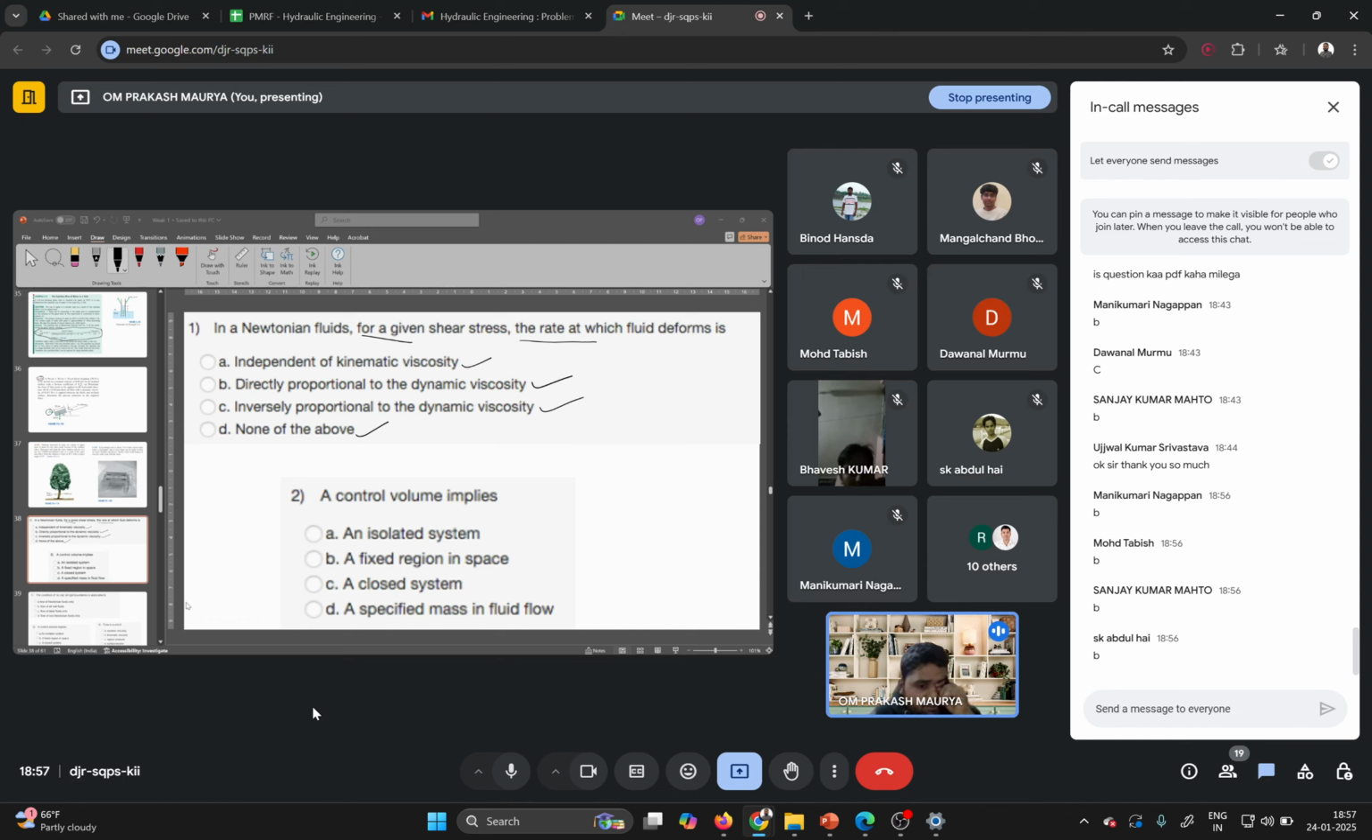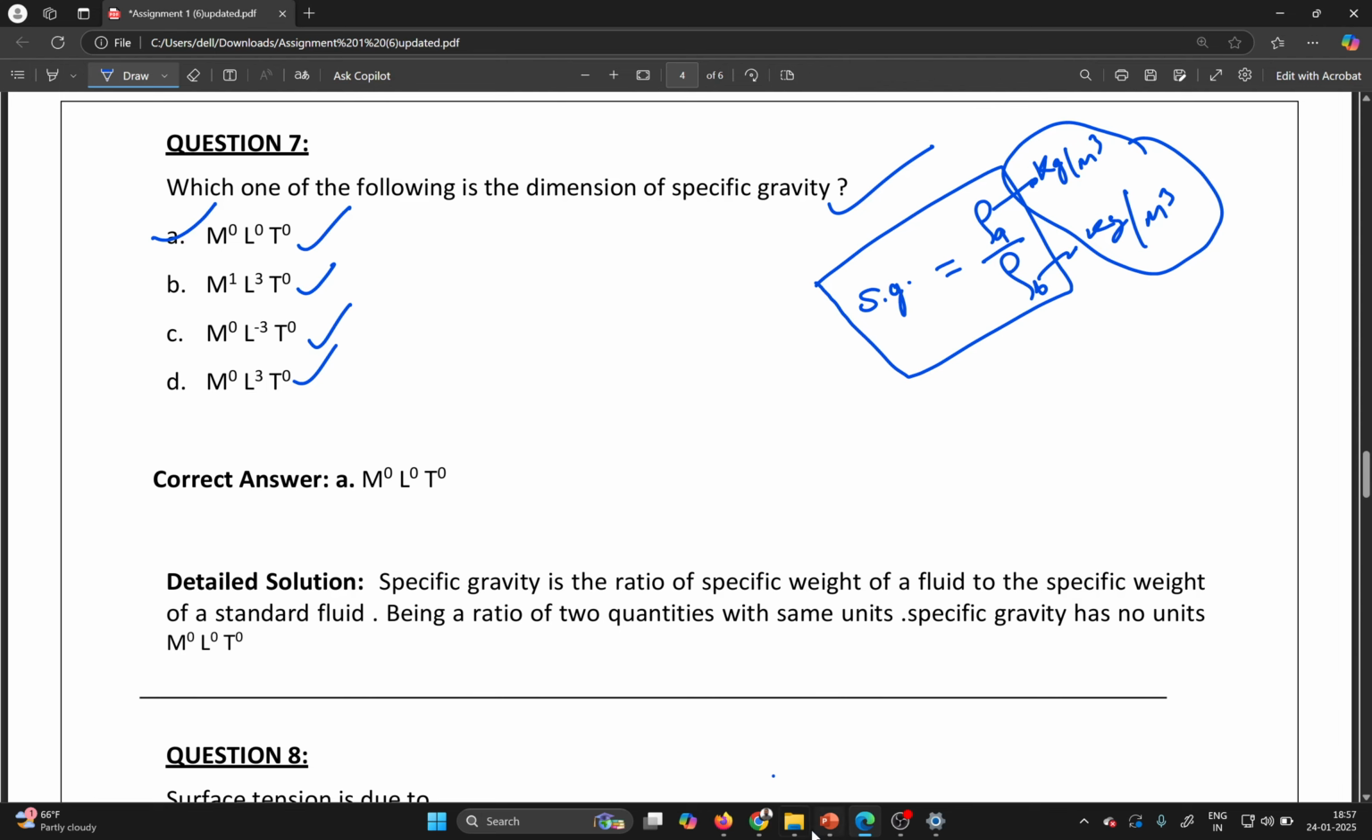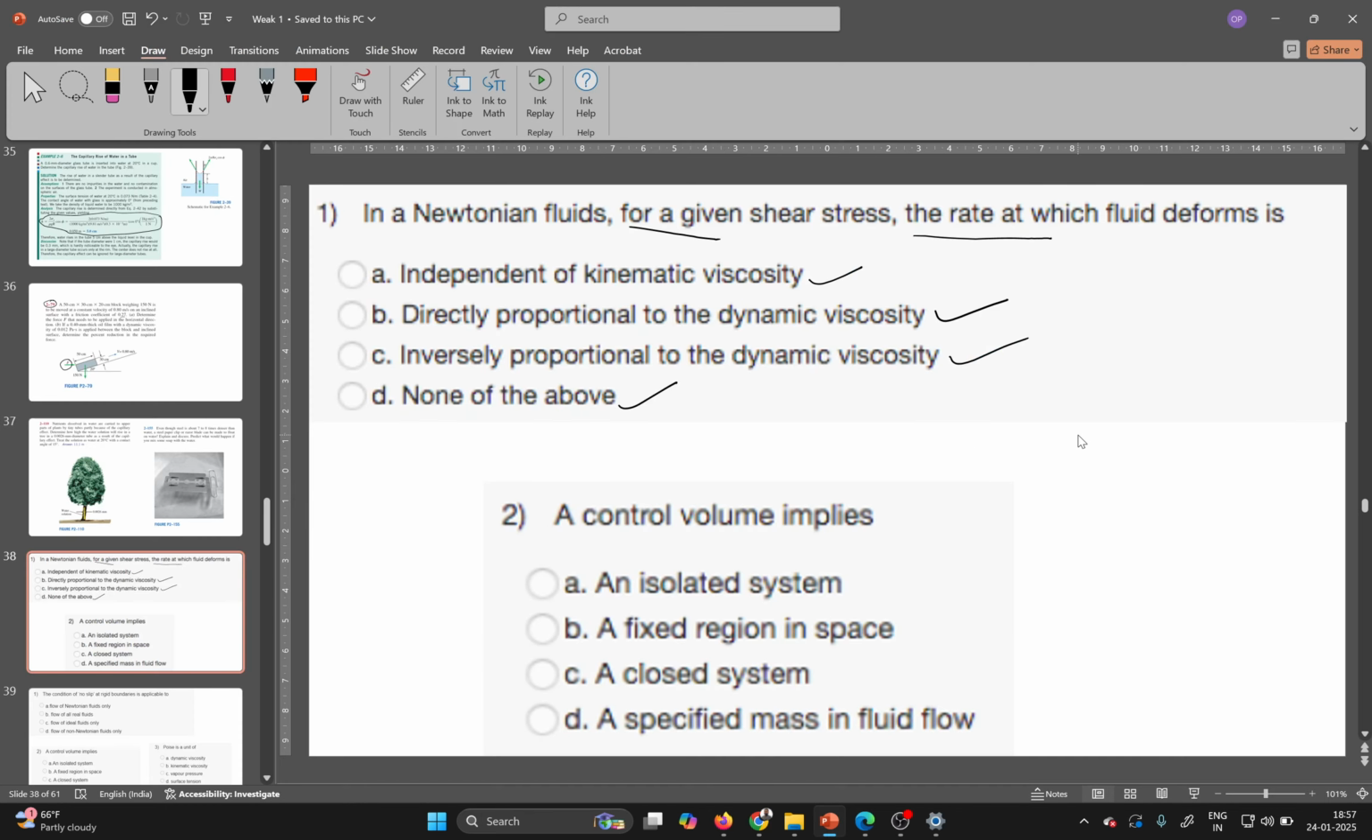Now the next question is control volume. First, I want to discuss the first question. The second question is control volume. I'll discuss what control volume and system are, but first we need to concentrate on the first question, which is from Newton's law of viscosity.